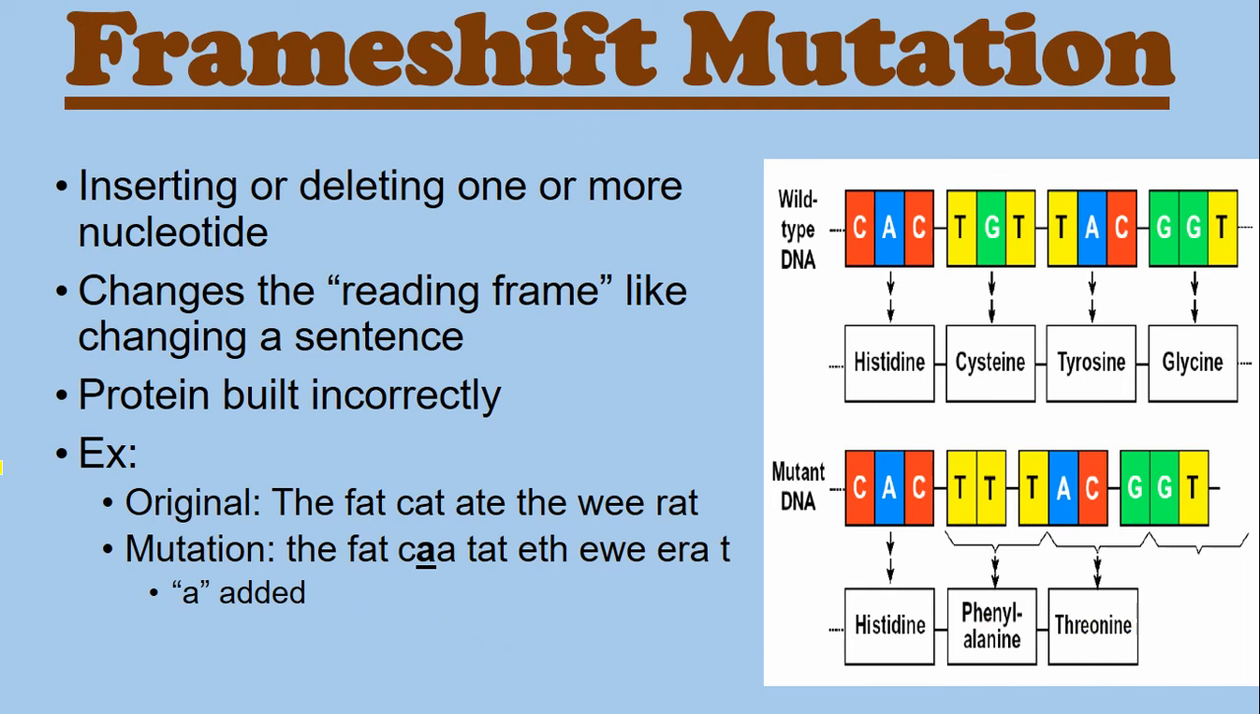So I have an example here, and this doesn't even involve looking at DNA. I have this original sentence and it says, the fat cat ate the wee rat. And what happened was an A was inserted before the A in cat. If you notice, all of these words were 3 letters. Now it changes the whole sentence and it reads, the fat cat ta eth iwa era ti. You don't even know what I said after fat, because it changed how everything is read. And that means if this was trying to build a certain protein, it would build the protein wrong.